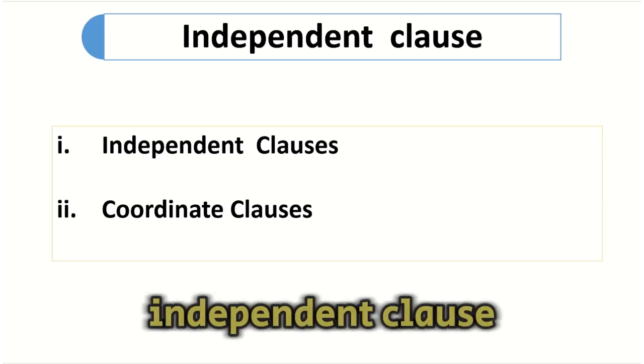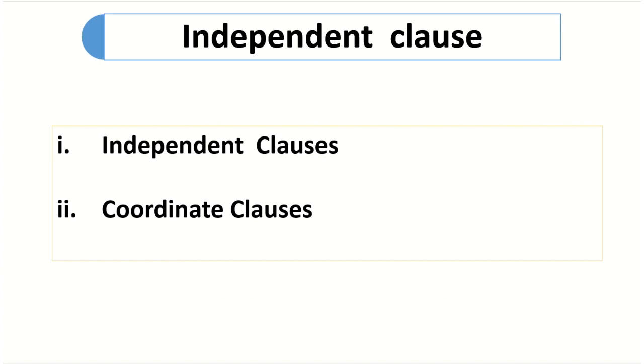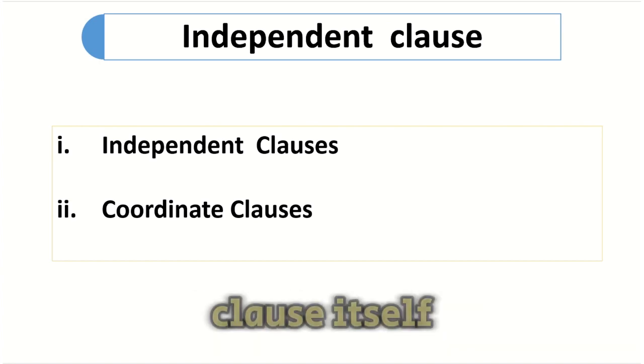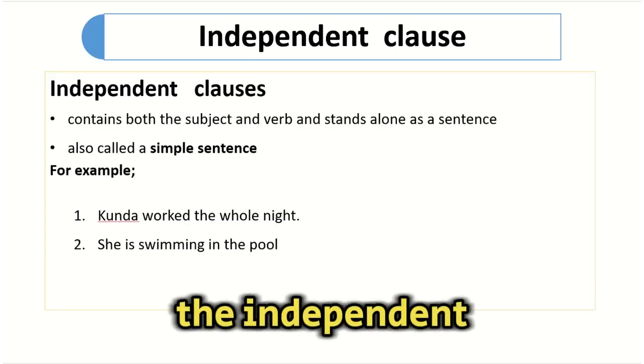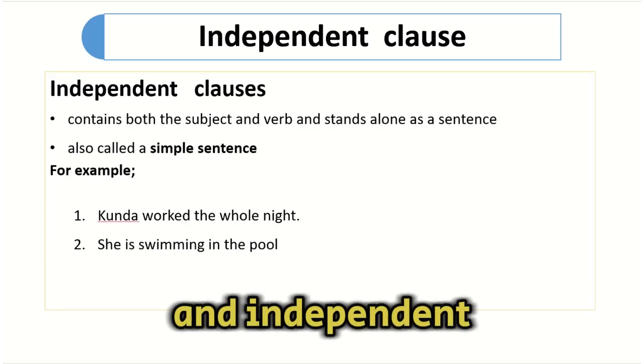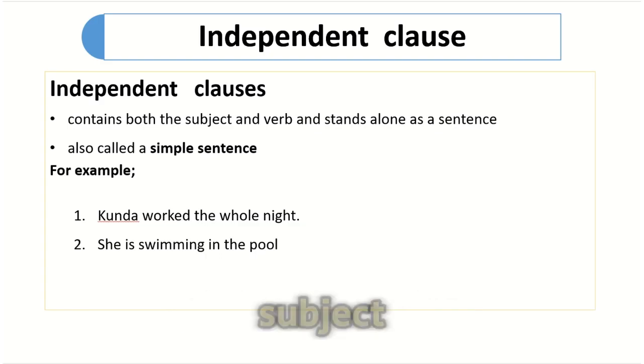Under the independent clause, we have two categories. We have the independent clause itself and the coordinate clause. Let us look at the independent clauses under independent clause. An independent clause contains both the subject and verb and stands alone as a sentence. An independent clause is also called a simple sentence.